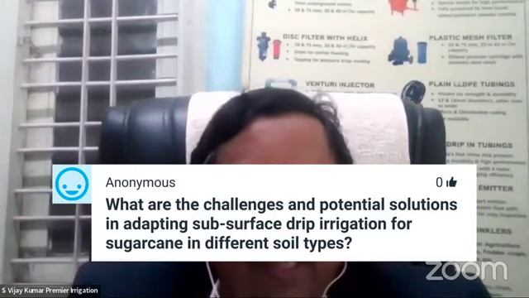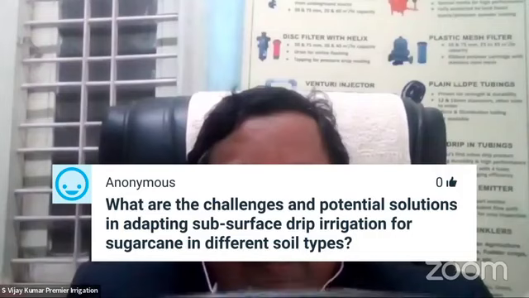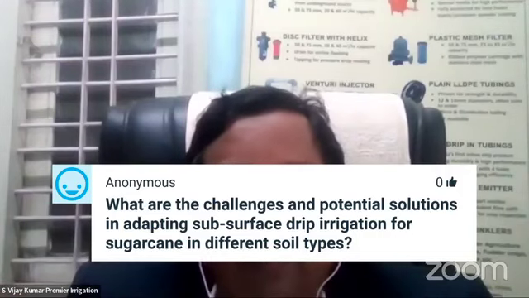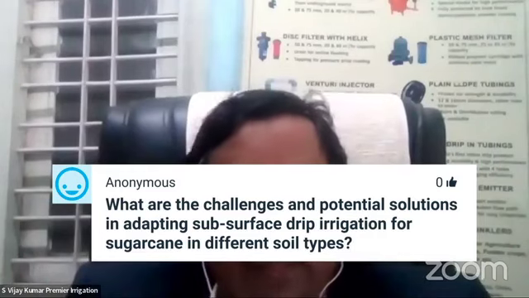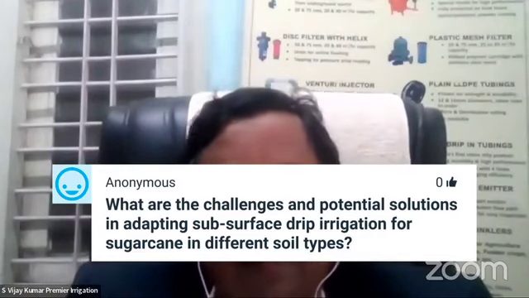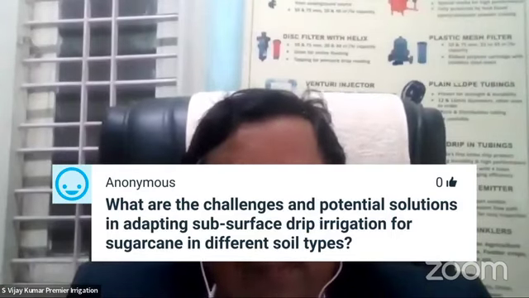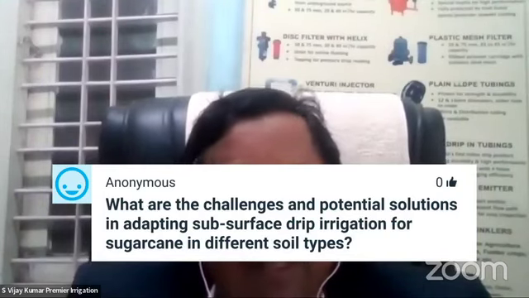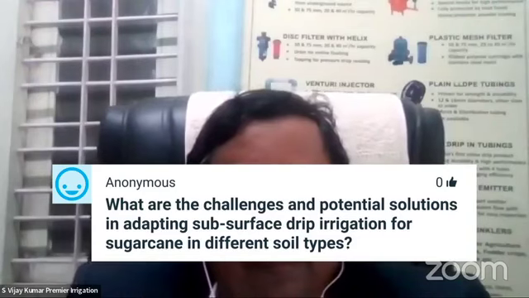That is number one. And since this is buried below the soil, the drip line needs to be slightly on the thicker side, because you're going to have soil overburden. This is one thing you will have to take care of. And we at Premier Irrigation will be very happy to guide the farmer. There is a separate booklet, and if you visit our website, you will get all the information. Particularly, there is a full chapter dedicated to subsurface drip irrigation.